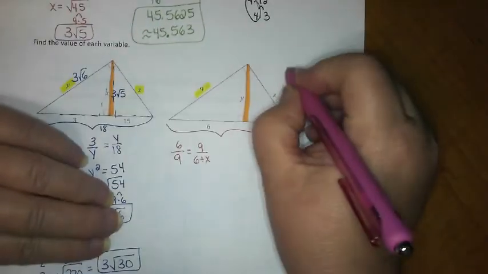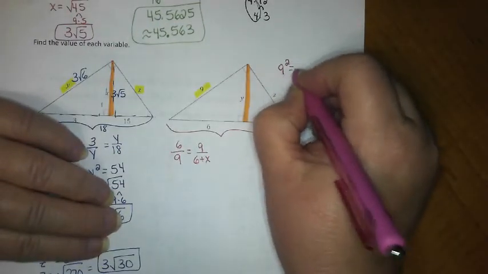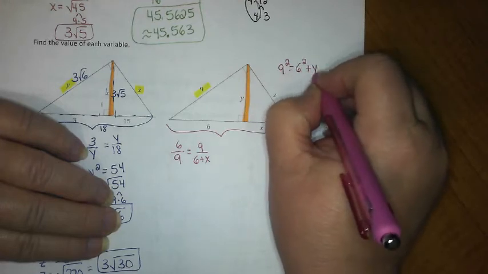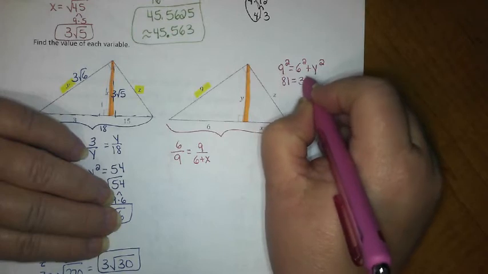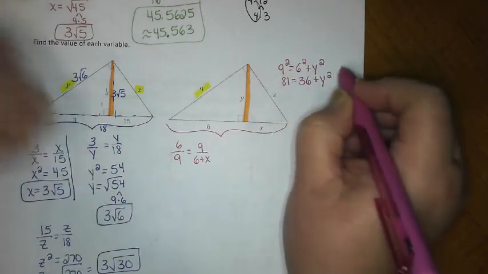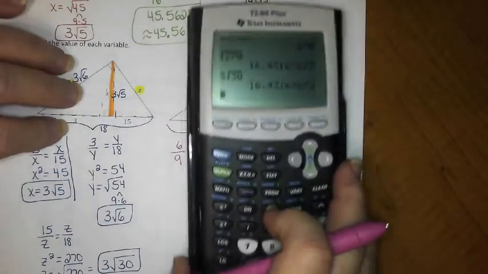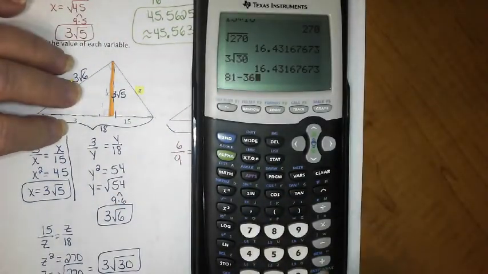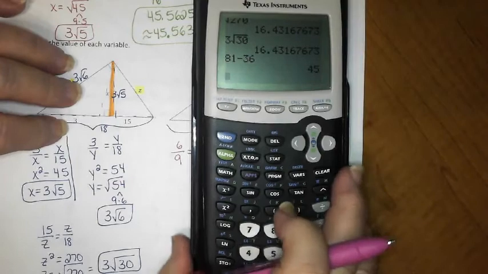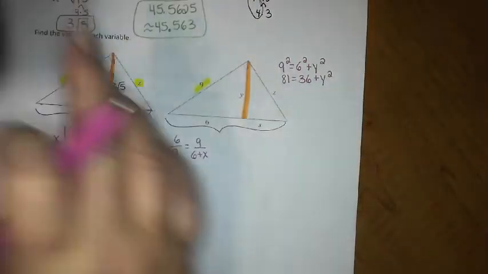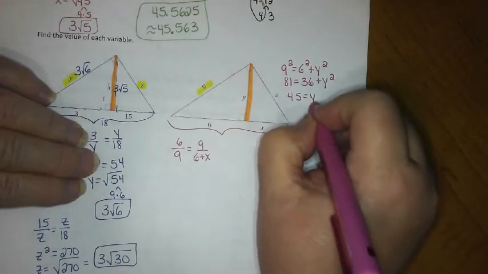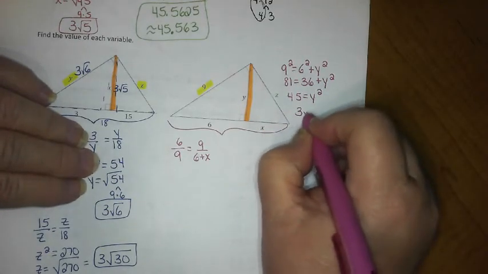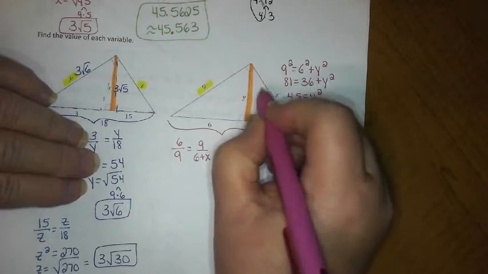Let's do that. Let's say 9 squared equals 6 squared plus y squared, and we'll solve away. So 81 minus 36 is 45. That's a popular number today. I think I can find the square root of 45 because we've done it several times. So y is going to be 3 root 5.